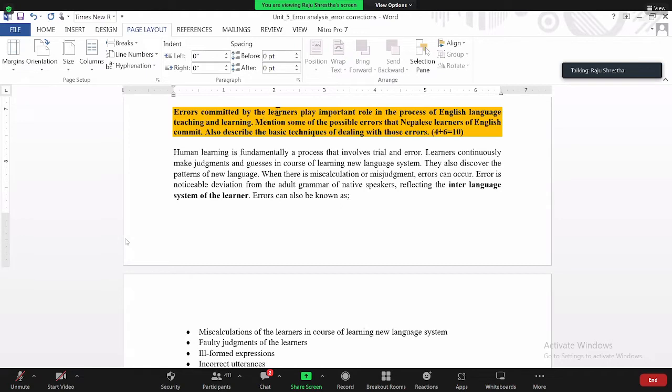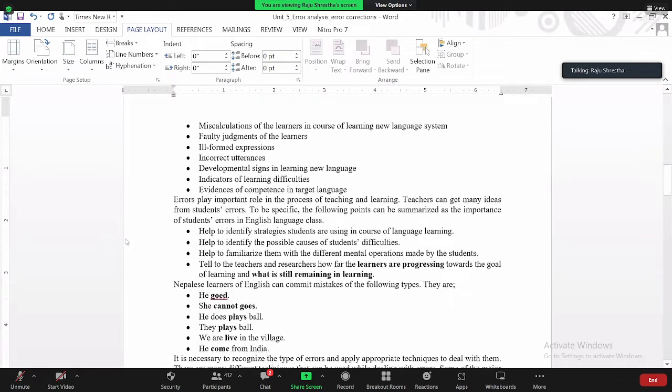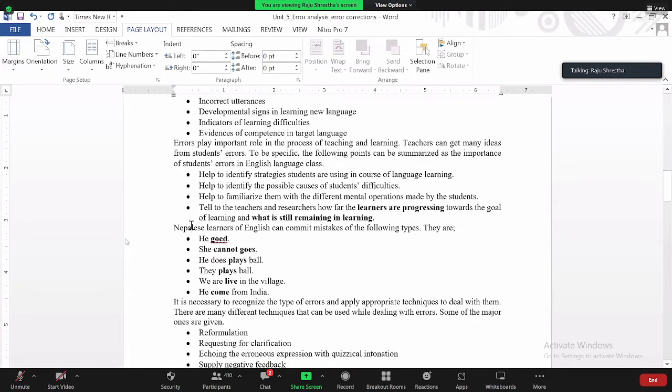अब थोरै एररको बारेमा कुरा गर्यो, then importance को बारेमा कुरा गर्यो. अब examples, mention some of the possible errors or examples of error भन्दिन सक्छ हैन. Mention some of the possible examples of errors that Nepalese learners of English commit. अब यसमा बताऊ some possible errors हैन. Nepalese learners of English can commit mistakes or mistake भन्दा नि errors चाहिँ भन्दियो हैन.